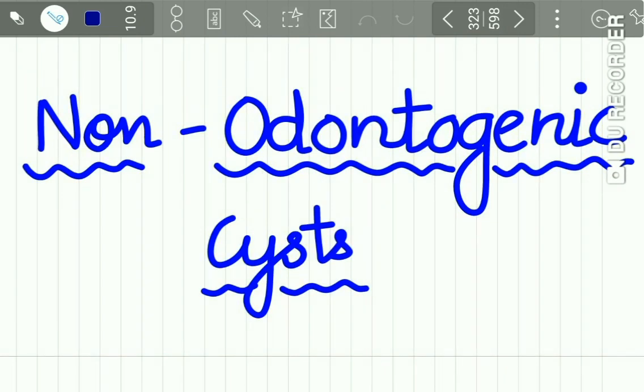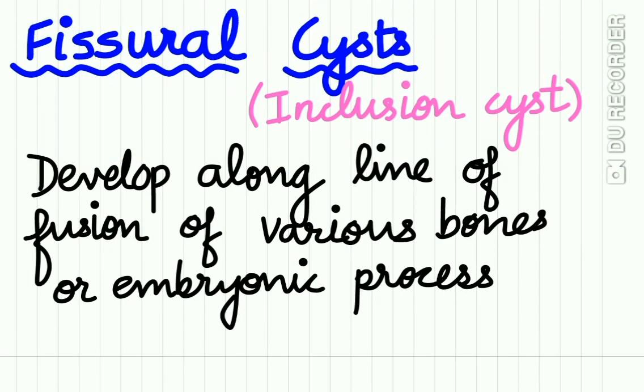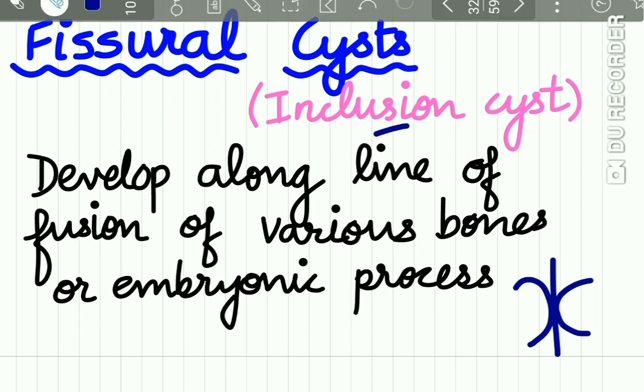We have already uploaded lectures on odontogenic cysts. Now we will start with the non-odontogenic cysts. Now let us see what the fissural cysts are. The fissural cysts are also known by the name inclusion cysts. They develop along the line of fusion between the various bones or embryonic processes.